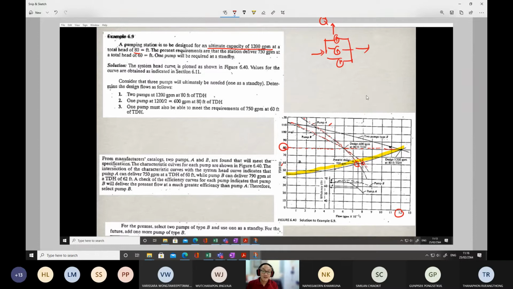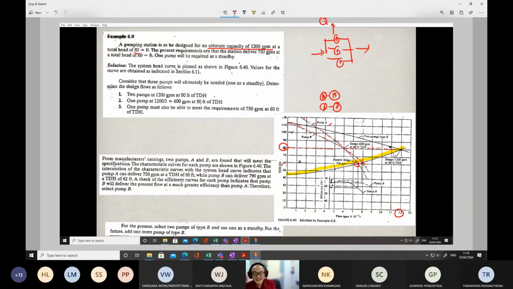If you want the larger flow rates, you have to connect the pumps in series. Now we have two choices, pump A or pump B. If we choose A plus A, maybe you can get something like 1200 gallons per minute, or you can choose B plus B. You may also get 1200 gallons per minute at a head of 80 feet.